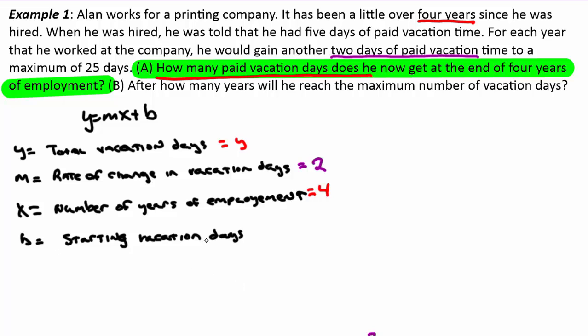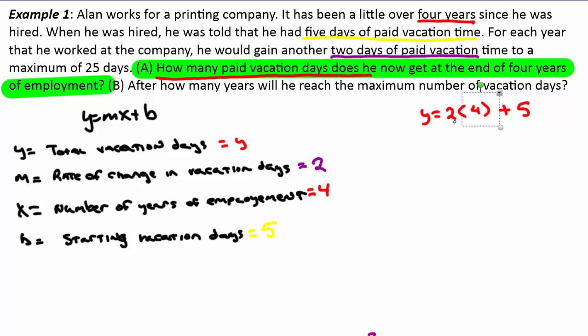And his starting number of vacation days is listed down here below. Starting number of vacation days is 5 days of paid vacation time. So this is going to equal 5. And we're going to put this all together so that way we can solve for y. And we'll use the color red here. Y is going to equal, we're going to replace the m by 2. The x is going to get replaced by 4 plus the b, which is 5. So we have y equals 2 times 4 plus 5.